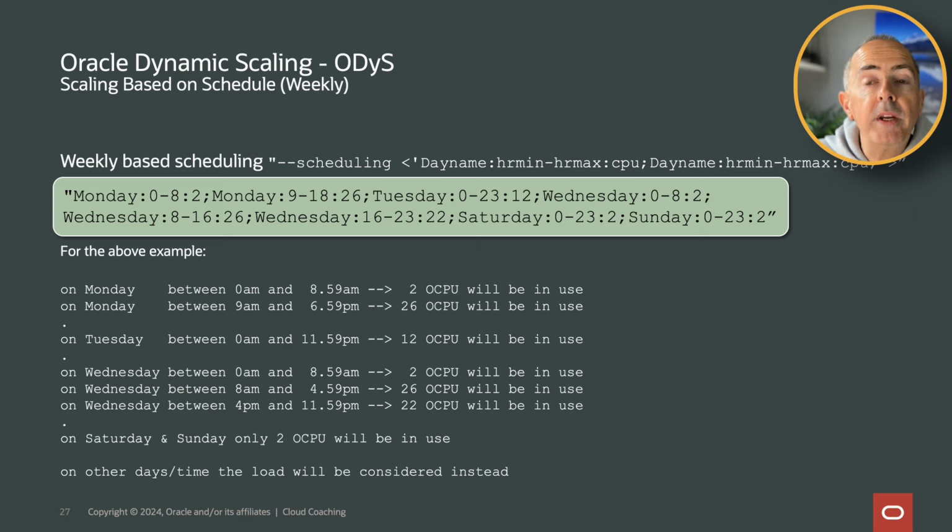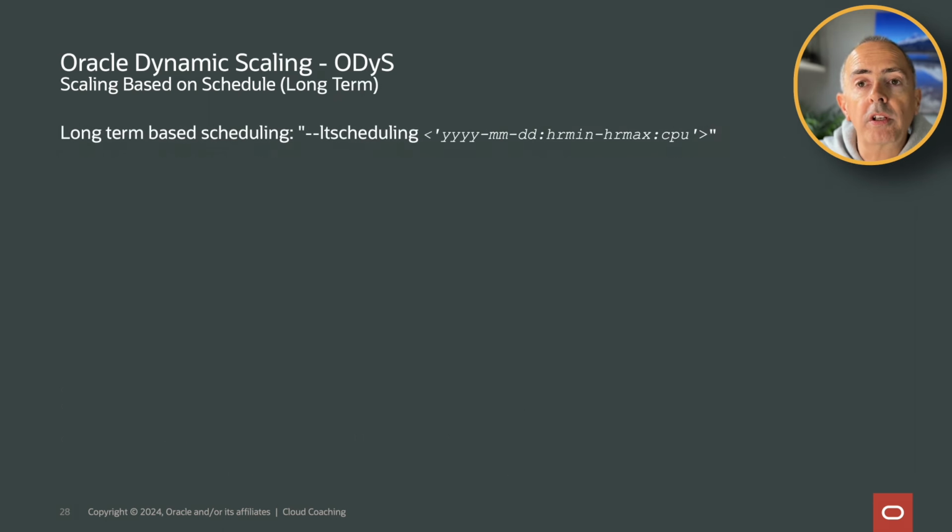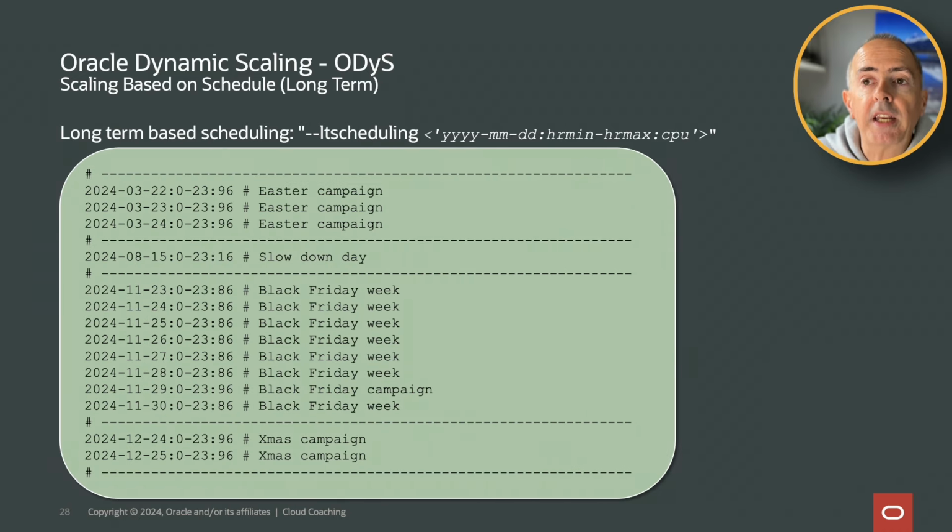Now, in addition to the weekly schedule, you can also do a long-term schedule. And this is based on days of the year. So in this case here, we're expecting Easter, Black Friday, and Christmas to be really busy. So we'll set the OCPUs high. But equally, we know we have one quiet day a year where we're going to ramp it down.